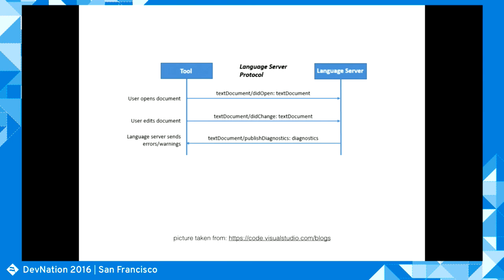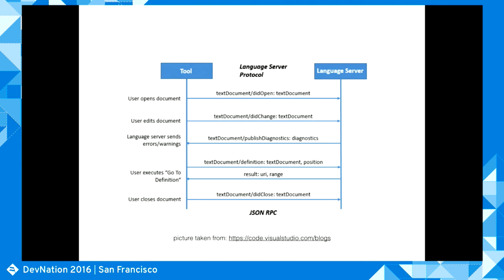Then it incrementally updates the changes and sends back diagnostics for the full workspace. And then you can also do, for instance, go to definition. You send a text document position, this file and this line and this column and so on. And it sends you back all the results with the URIs and ranges. So this is basically how all the features supported by the language server protocol work.